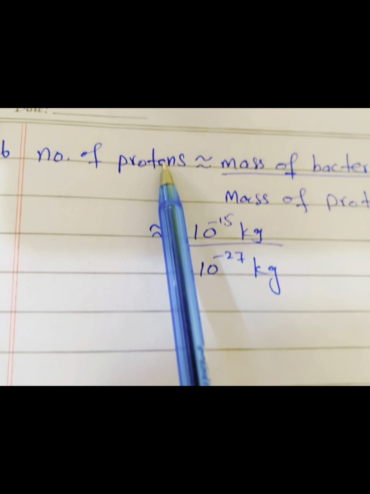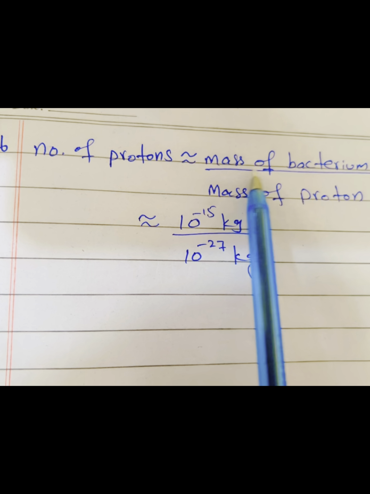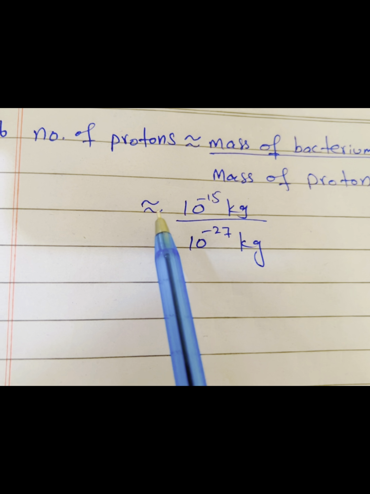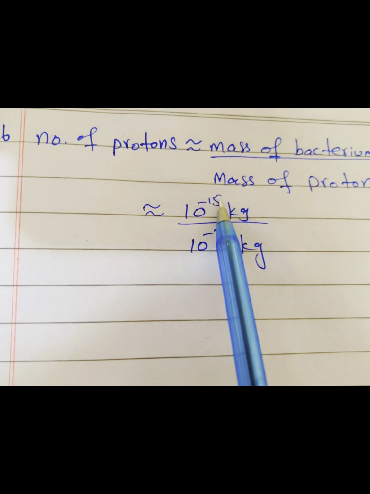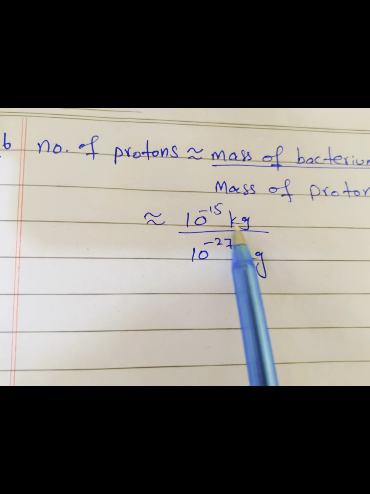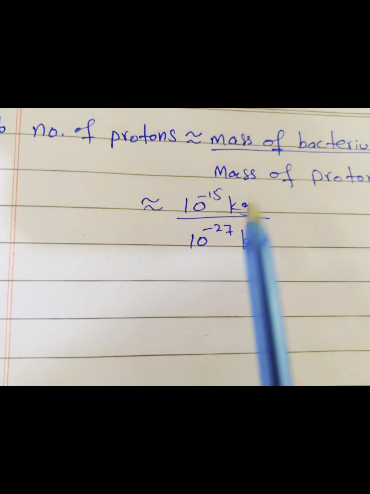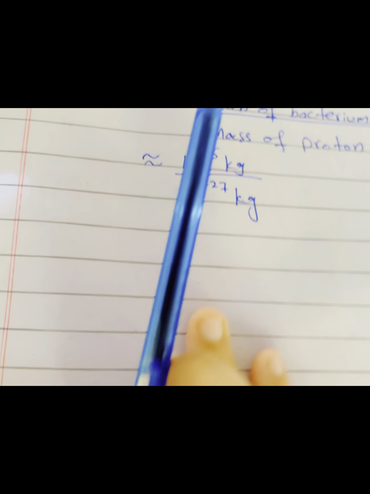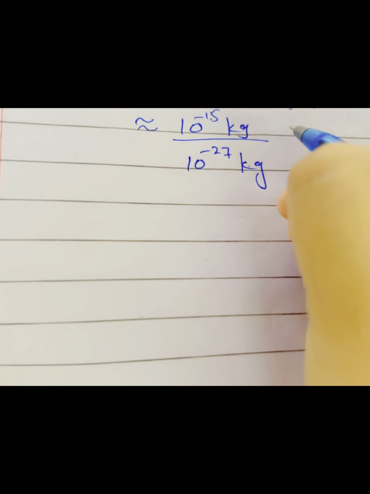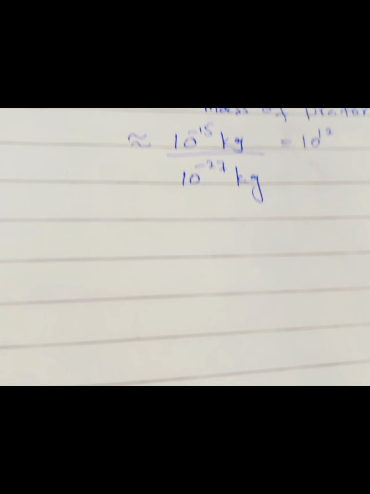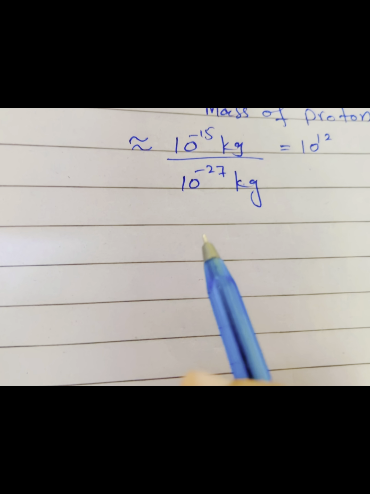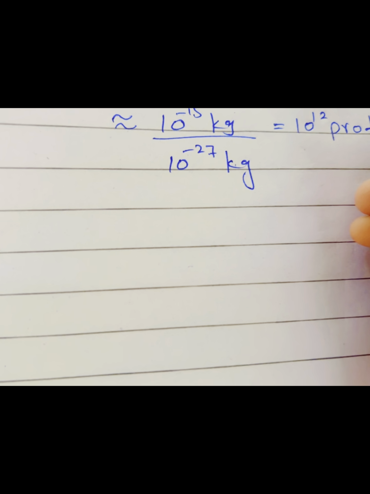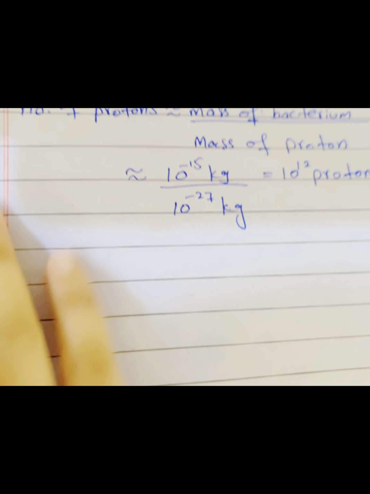Number of protons is approximately equal to mass of bacterium divided by mass of proton. According to the given values, mass of bacterium is 10 raised to power minus 15 kg approximately, divided by mass of proton, 10 raised to power minus 27 kg, which ultimately becomes 10 raised to power 12. So this is your final answer for this numerical. There are 10 raised to power 12 protons in a bacterium.